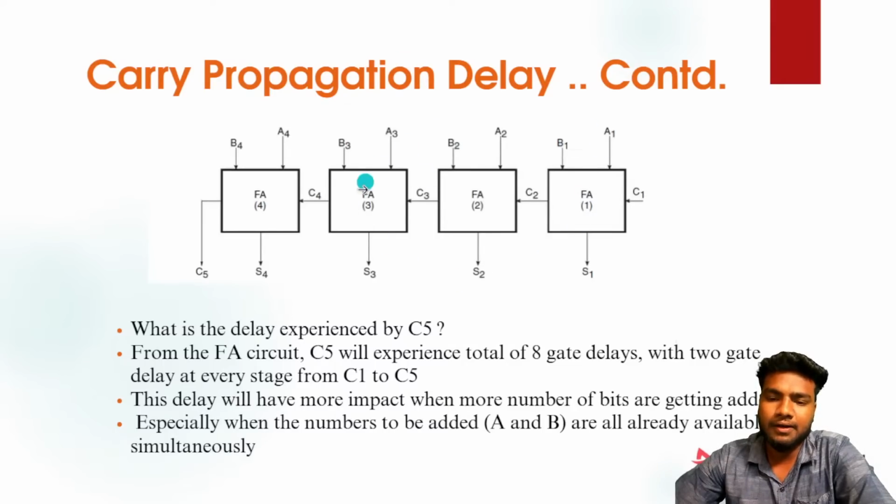So if you want to get the sum 4 and C5, where C5 is the carry out from the last full adder, you must wait for these 3 full adders to complete execution. This is one disadvantage of the ripple carry adder. The last full adder must wait for the previous 3 full adders to complete their executions.